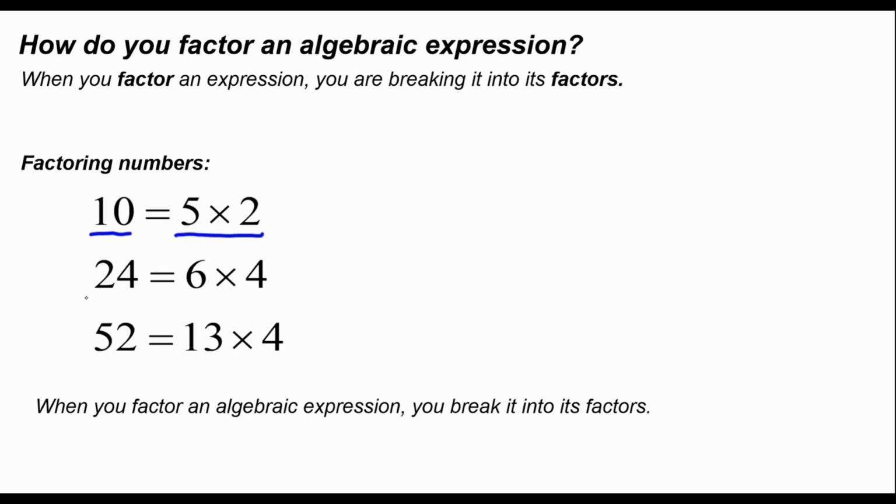I could factor 24 into 6 times 4. I could also factor it into 12 times 2 or 8 times 3. There's lots of different ways you can factor 24. And then I could factor the number 52 into 13 times 4. So that's what I mean by factoring. When you take something and break it into two things that multiply to get that number.